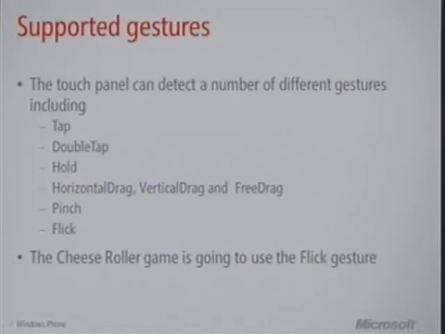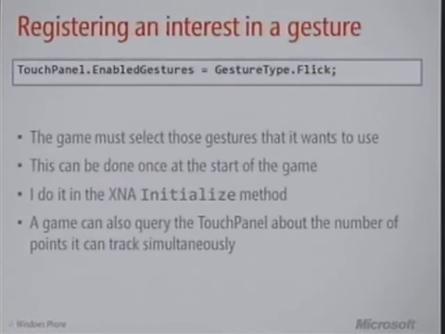We're going to use flick. So in this case, we're only interested in flick. You say TouchPanel.EnabledGestures is equal to GestureType.Flick. That's what we want to listen for. Once you've set that one, you don't have to set it again as long as that touch panel continues to exist, which is basically for the lifetime of your game. And we do it here inside of the Initialize. You could do it other places, but that's the place that makes the most sense.